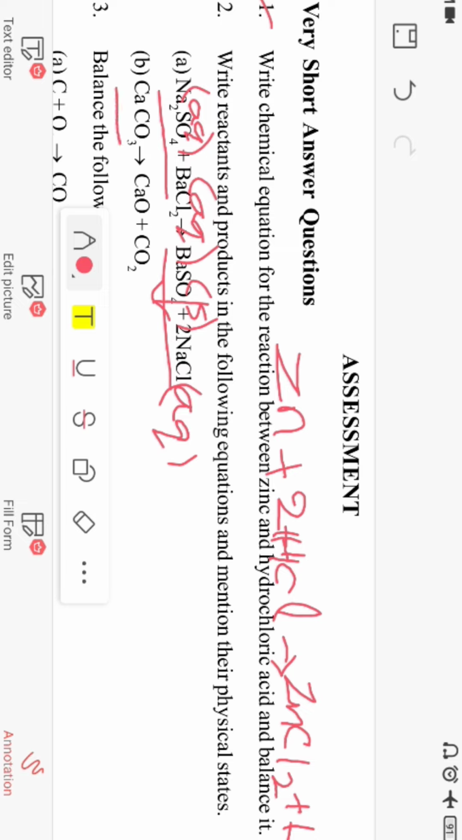And second B, this is the reactant and these are the products. Now physical states, this is solid. So we write S, solid, and this is also solid, but this is gas, carbon dioxide. Calcium carbonate gives rise to CaO, calcium oxide, plus carbon dioxide. Got it? Yes.